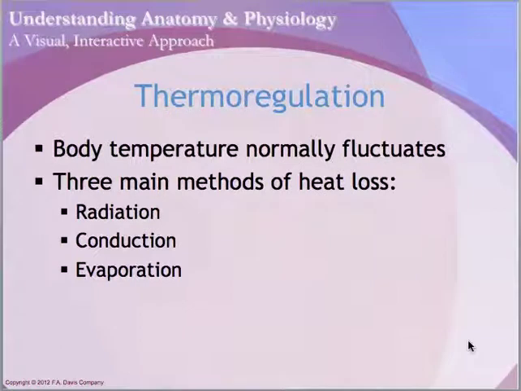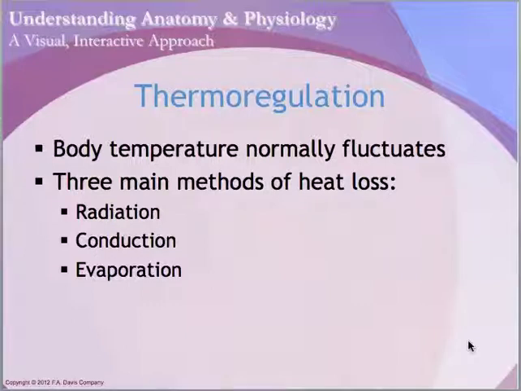The last piece that we're going to talk about is thermoregulation. Most of the body's heat results as a byproduct of the chemical reactions occurring in cells. Body temperature normally fluctuates about 2 degrees Celsius, usually lowest in the morning, and that follows our normal circadian rhythm.